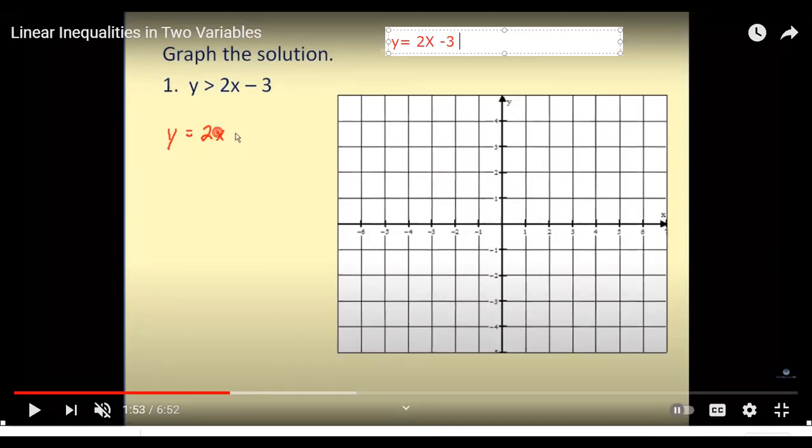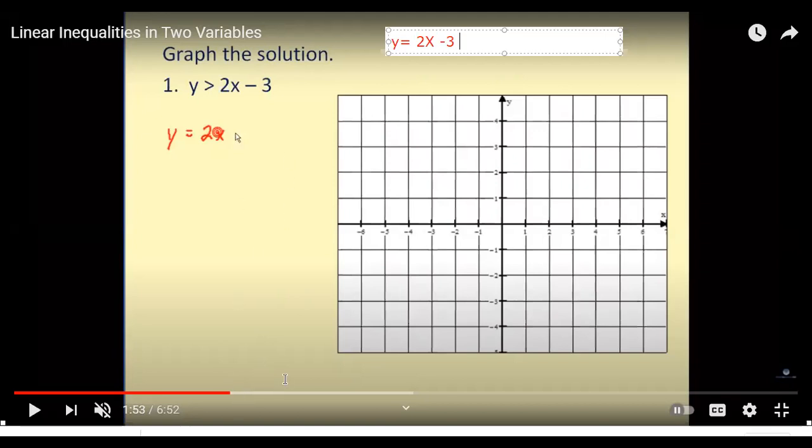Who can tell me how we are going to graph it? We will go directly to negative 3, the y-intercept. And then the slope is 2 over 1, which means we are going to move 2 units up and then 1 to the right. Debolina, could you please repeat what I said now? We will go to negative 3 on the y-axis.